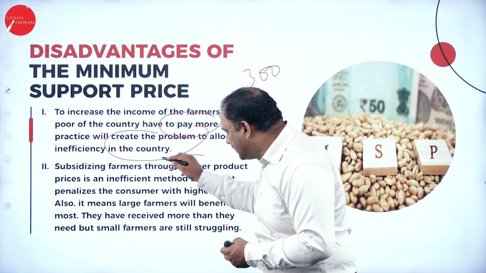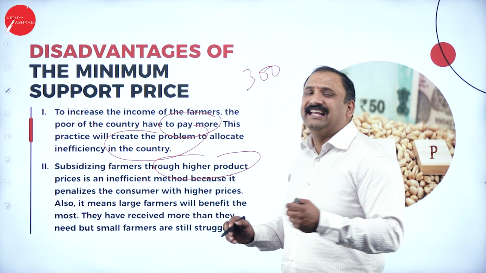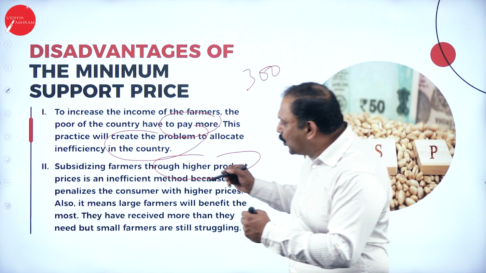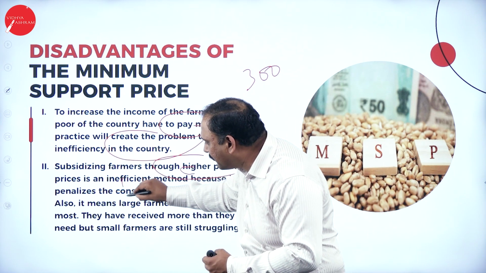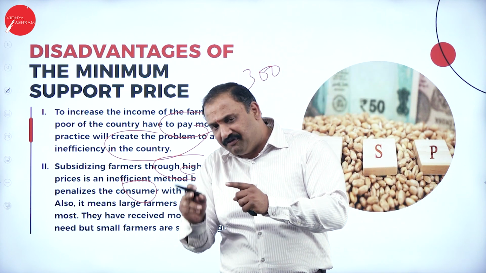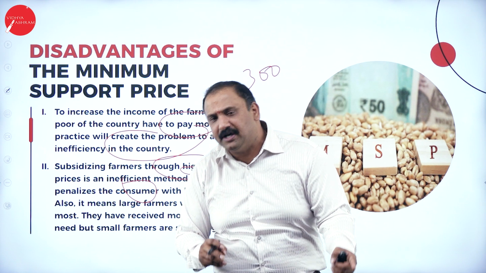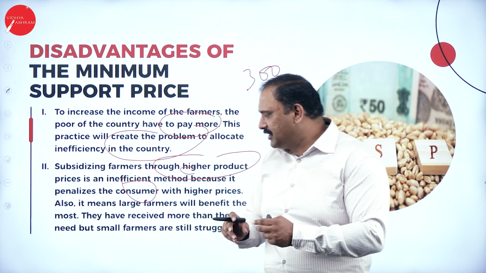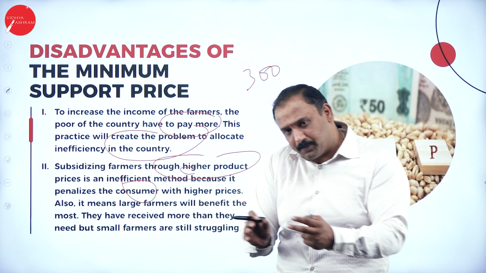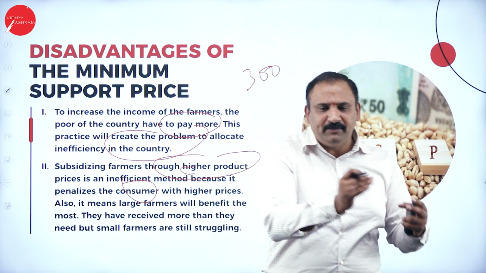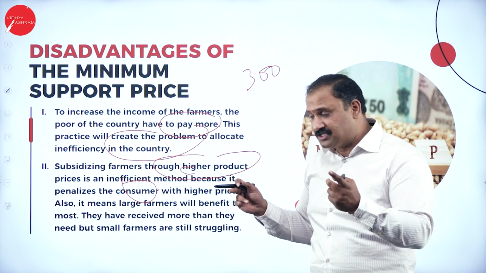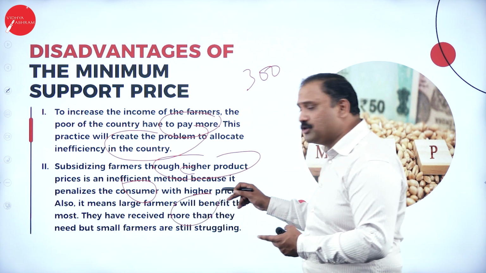Followed by, subsidizing farmers through higher product prices is an inefficient method altogether. What you do in turn is that you are trying to support the farmer, but you are trying to penalize the customer altogether. So one person's benefit might be the other person's burden. People will start seeing that you are trying to protect a community from one side, but from the other side, the consumers are affected because of the higher prices. That means to say that large farmers will benefit the most. Yeah, of course, yes. Why?